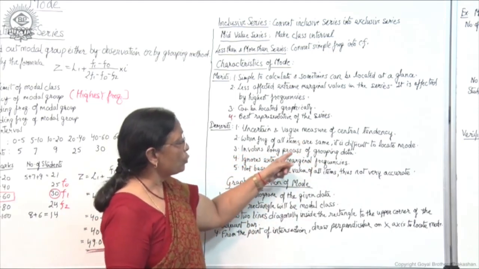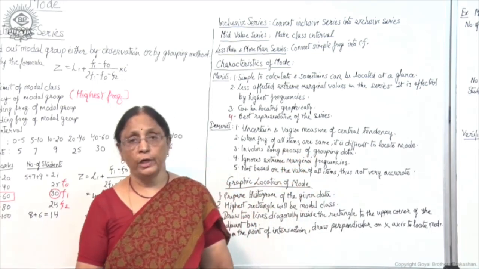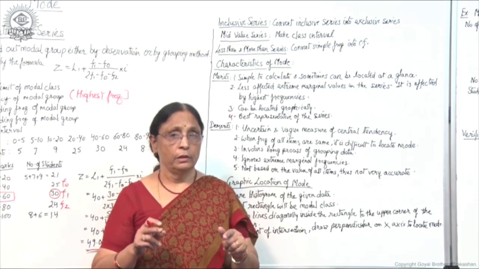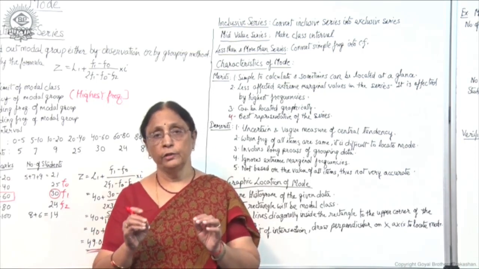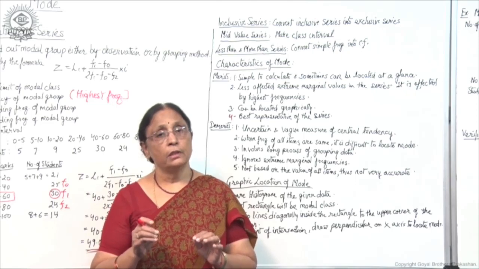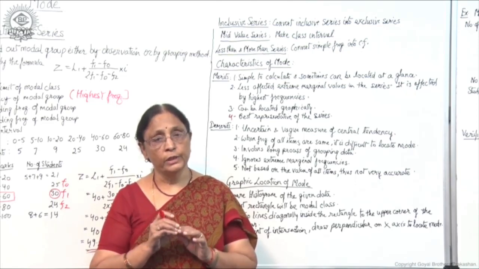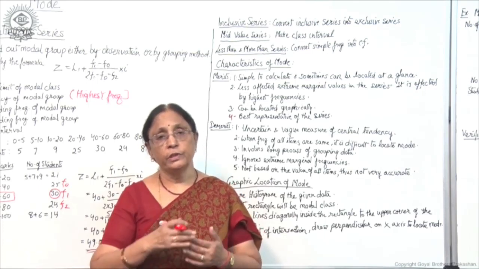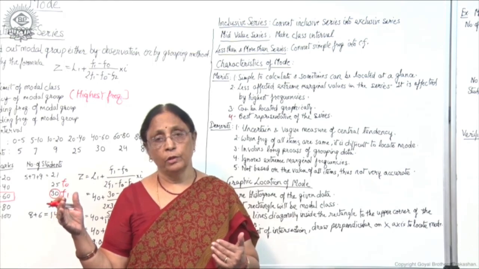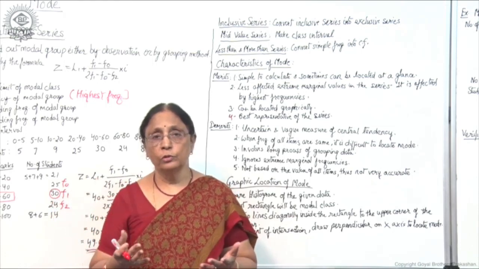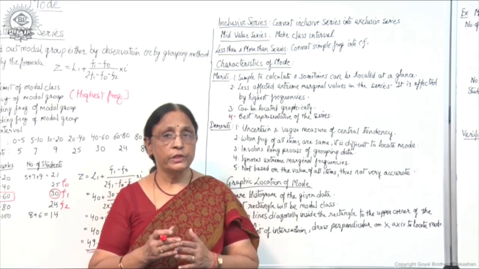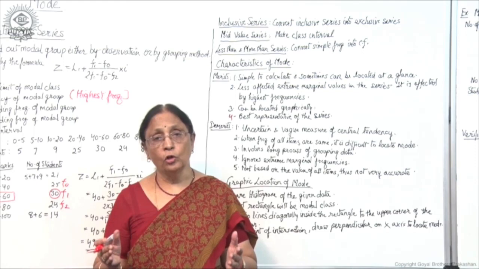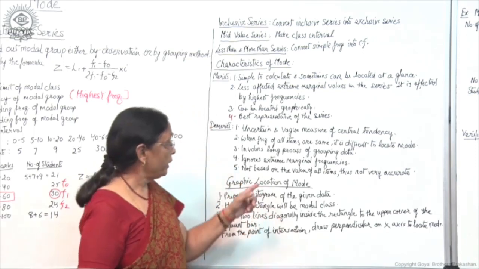Third, it involves a long process of grouping data. As I told you in the case of discrete series, the grouping we did, grouping the frequencies in 2s and 3s, is a little complicated or long process, especially when the series is quite big. If the series is small it is easy to do the grouping, but if the series is very big or large, then the grouping will take a long time. So this is a demerit.